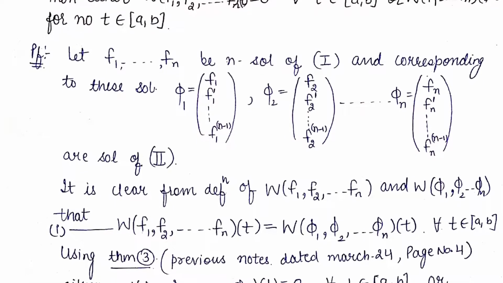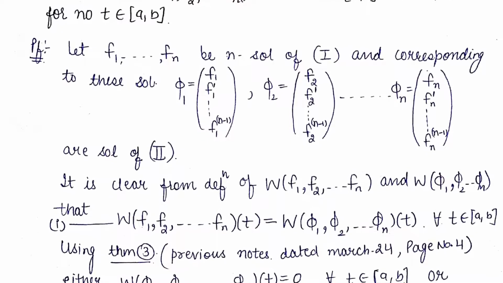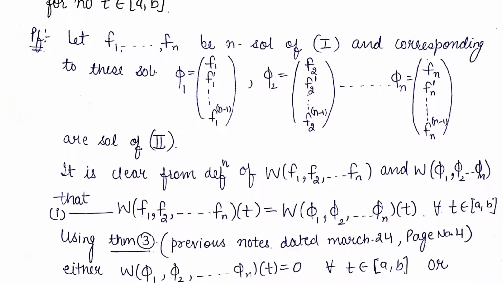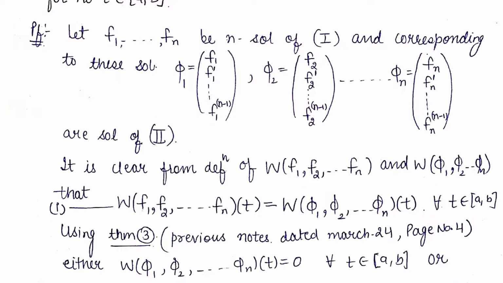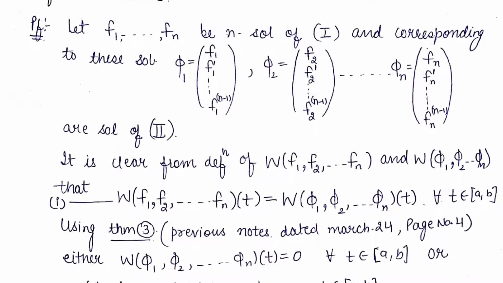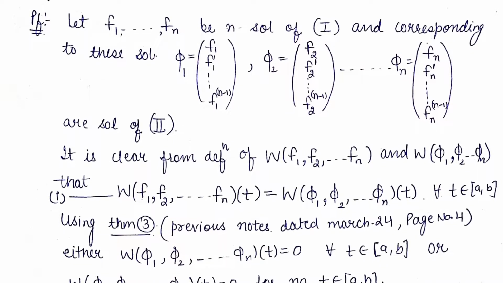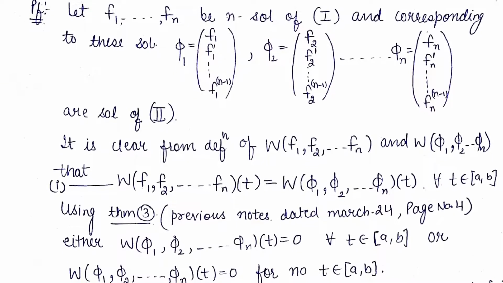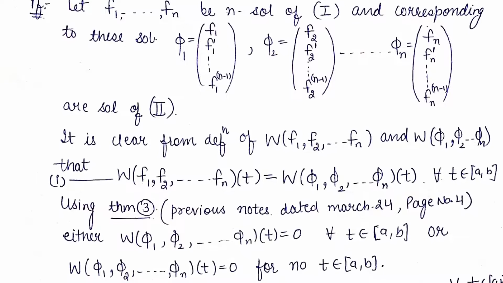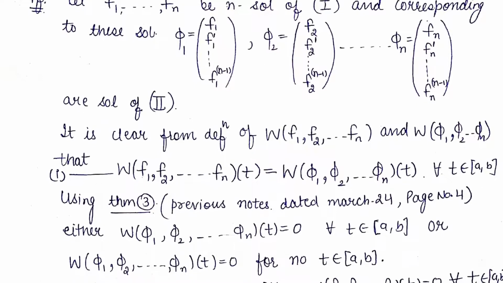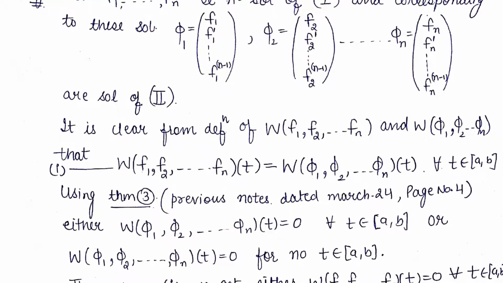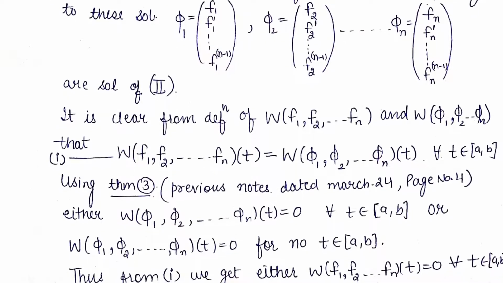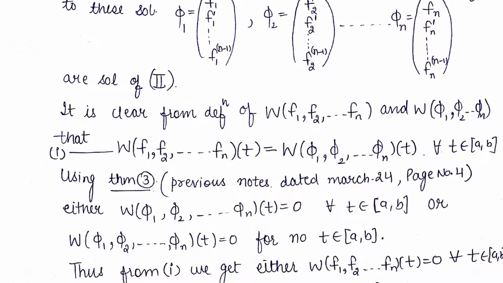Now let f1, f2, fn be n solutions of 1. Then corresponding to these n solutions, we can always write n solutions of the system of equations 2. So we will write these solutions as phi 1, phi 2, phi n. Now, it is clear from the definition of the Wronskian of f1, f2, fn and the Wronskian of phi 1, phi 2, phi n that the Wronskian of f1, f2, fn at any point t is the same as the Wronskian of phi 1, phi 2, phi n at any point t, and we name this equation 1.